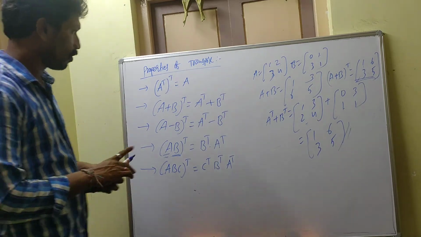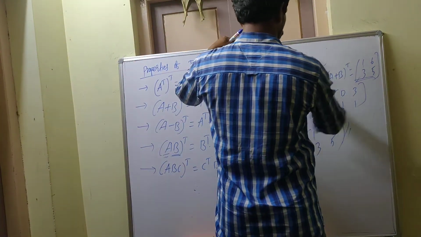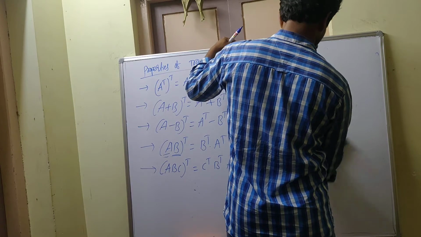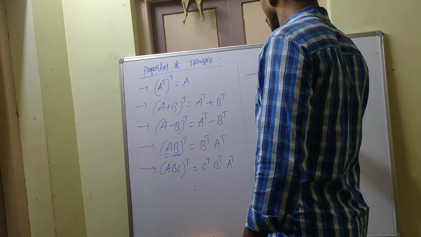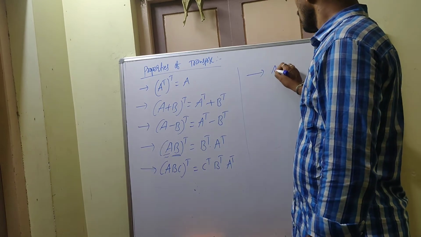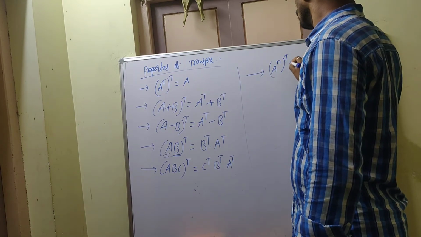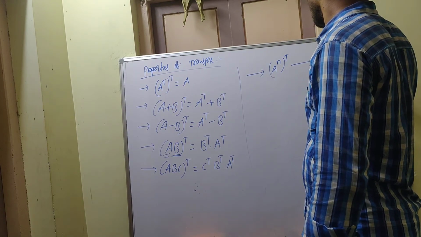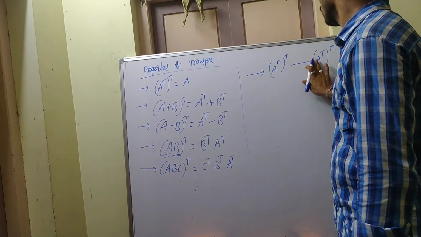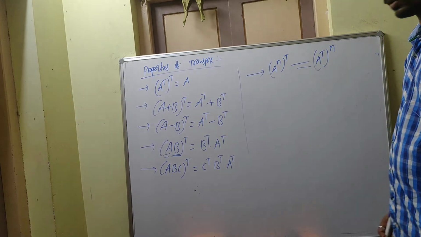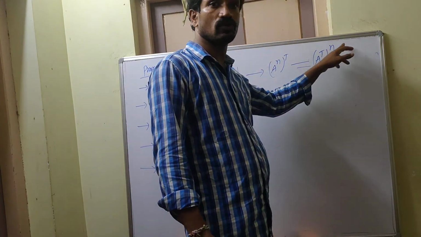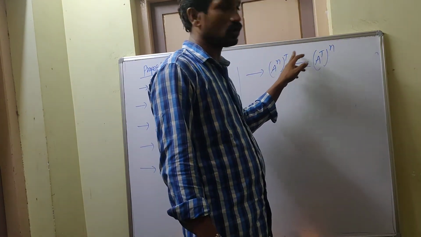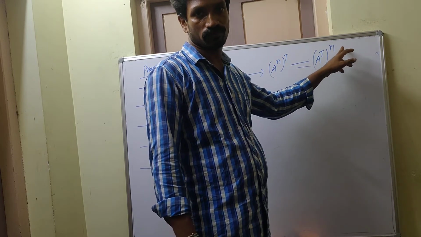See, one more property. A power n whole transpose is again A transpose whole power n. So A square whole transpose gives A transpose whole square. A cube whole transpose gives A transpose whole cube.